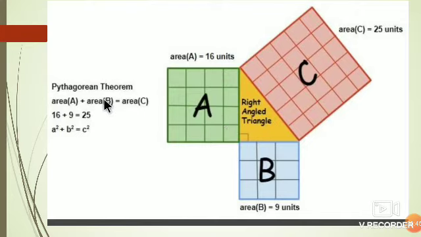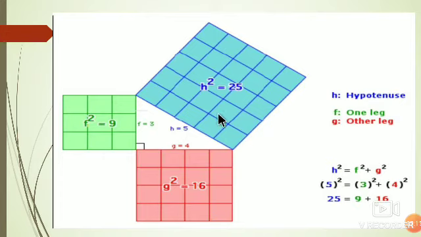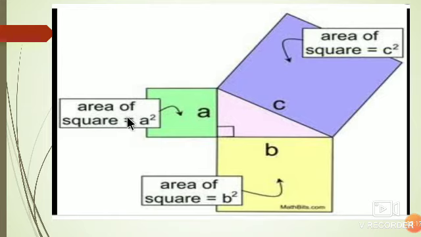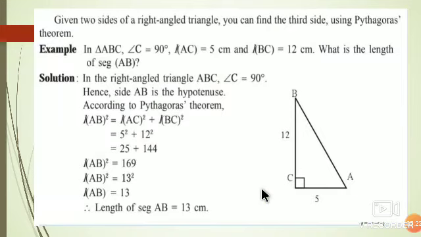So if we write according to the Pythagoras theorem, this square C with this hypotenuse side, 25 small squares, here 16 squares plus this 9 squares. 16 plus 9 is 25. So 25 is equal to 25. Understood? Right, like this also. This is the area of the square A, area of the square C, and area of the square B.